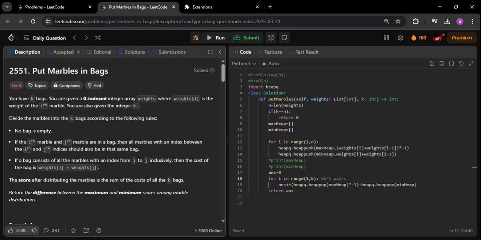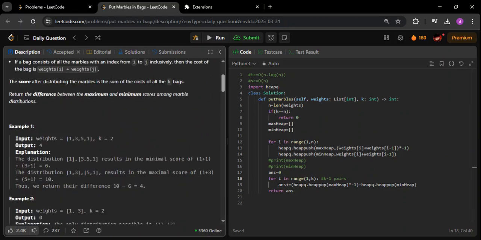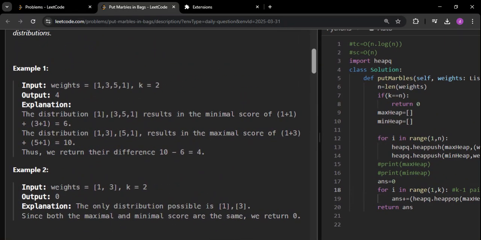It's question 2551, Put Marbles in Bags. So these are the things that you are given. You're given the weights of the marbles and you're given k number of bags. The aim here is each one of these marbles should be put inside these bags, and none of the bags should remain empty after the allotment. Each marble should be allotted to one of the bags in such a way that none of the bags are empty. That is the basic idea.